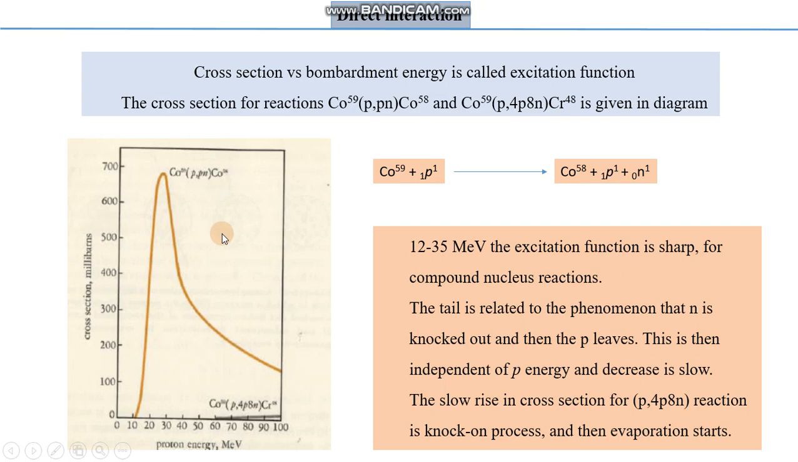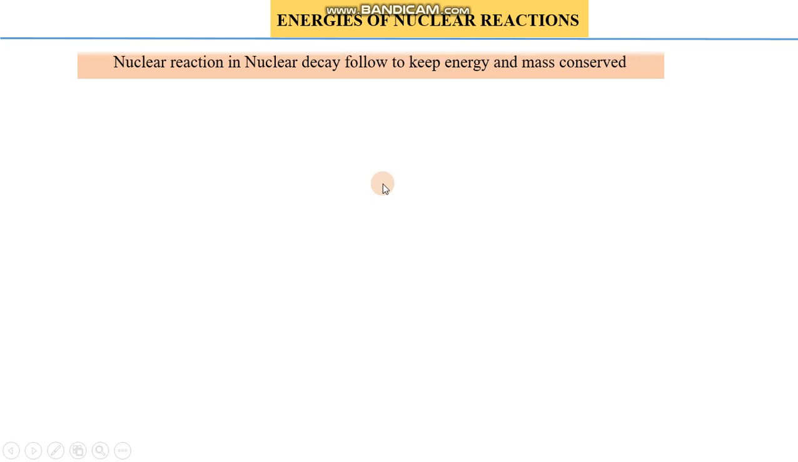Next we have to explain energy of the nuclear reactions. One thing we have to keep in mind is that in a nuclear reaction, energy and mass should be conserved. There should be no change in energy and no change in mass during the nuclear reaction. So the law of conservation of energy and the law of conservation of mass should be obeyed by all nuclear reactions.